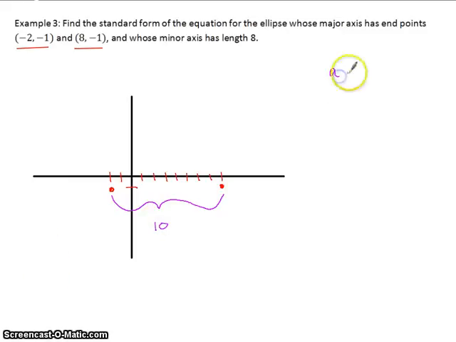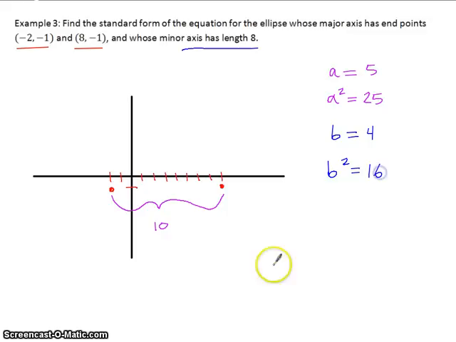And if we cut that major axis in half, that gives us what a is equal to. So we have that a is equal to 5, so a squared is 25. Let's jump over here to this minor axis. The minor axis has a length of 8. Well, if we cut that in half, that gives us 4, which gives us b squared equals 16.